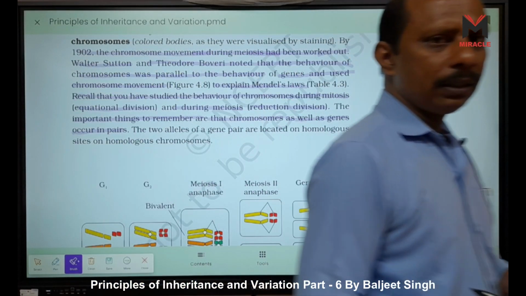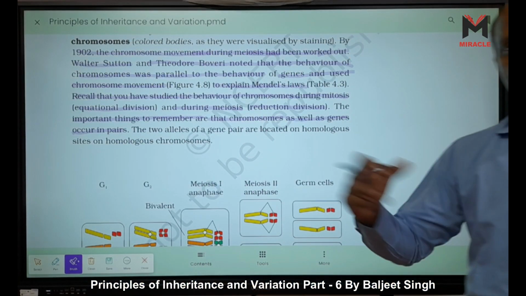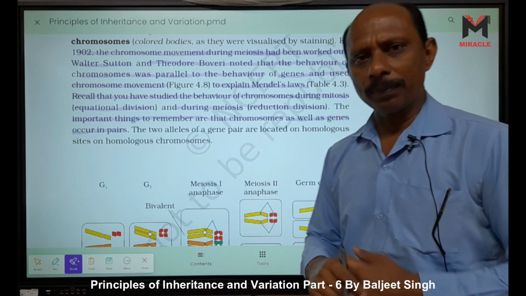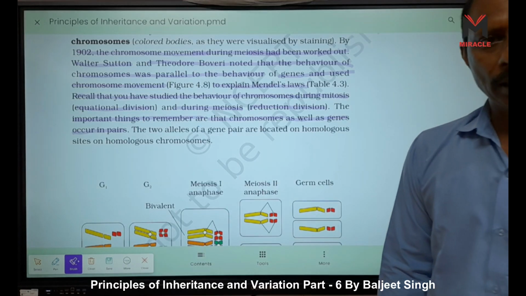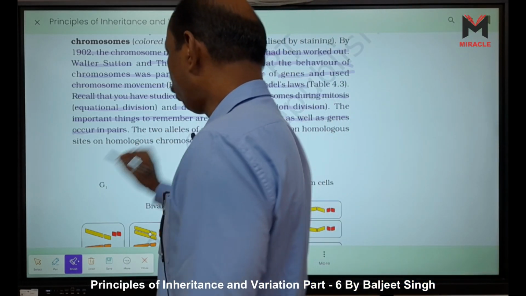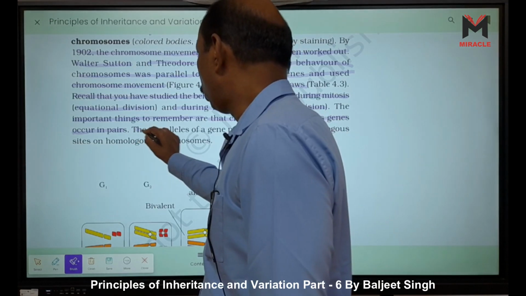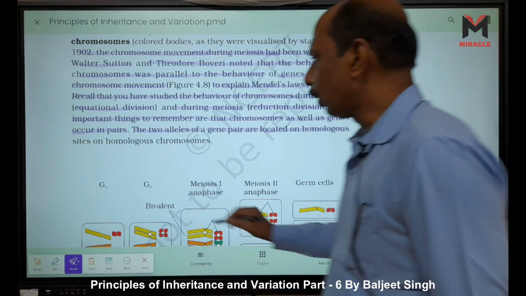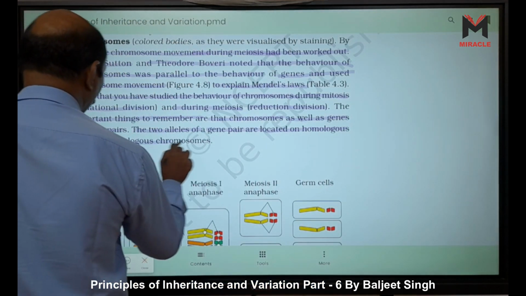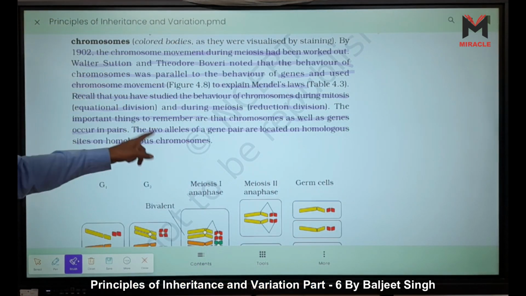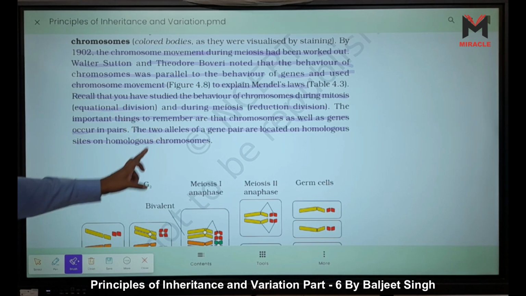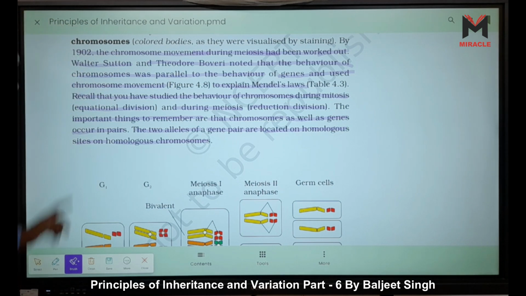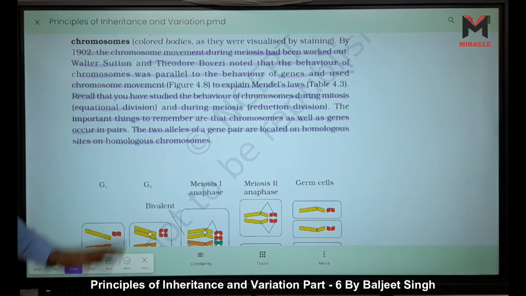Allele means genes which are present on homologous chromosomes at the same loci. Loci means location. So genes are also present in pairs, right? Chromosomes are also present in pairs. The two alleles of a gene pair are located on homologous sites on homologous chromosomes. Simply, it is given two alleles, not a single allele.